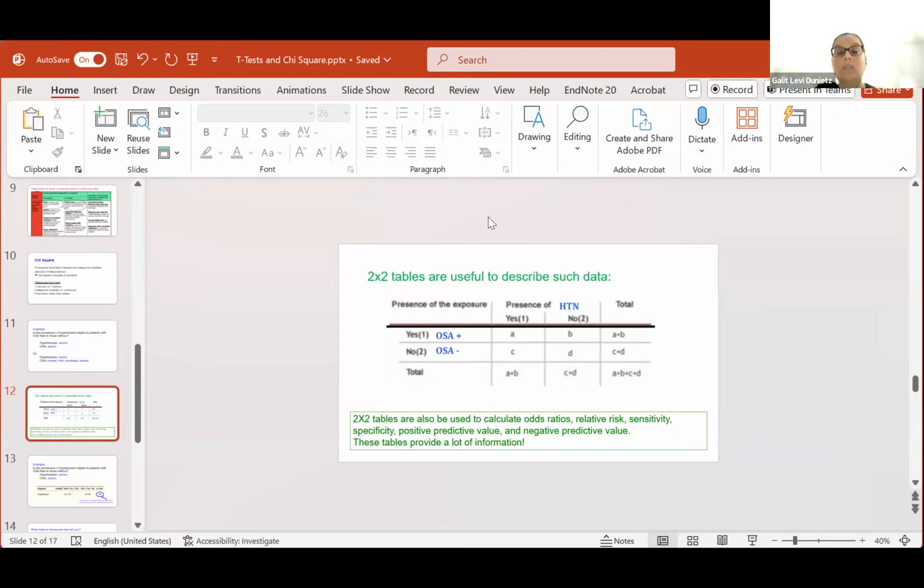So in this table, you see that we have 4 groups. We have the groups with no hypertension and OSA, no hypertension, no OSA, and then the other 2 groups that have both or have none.